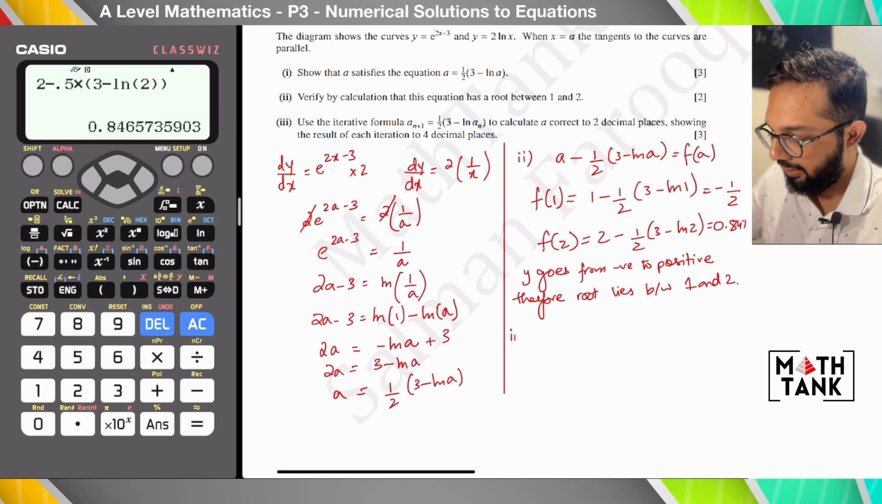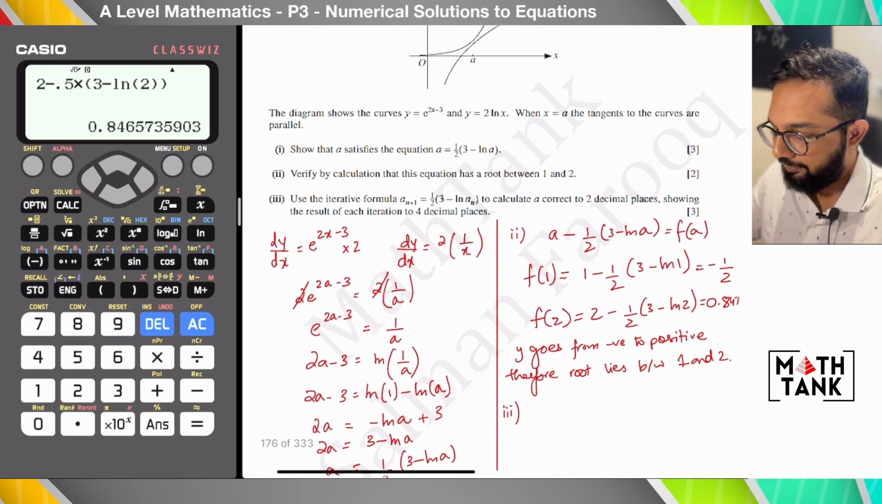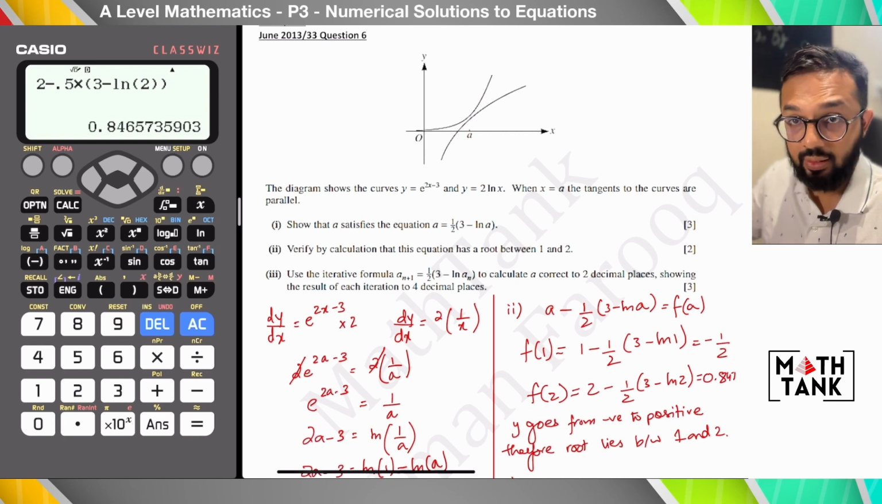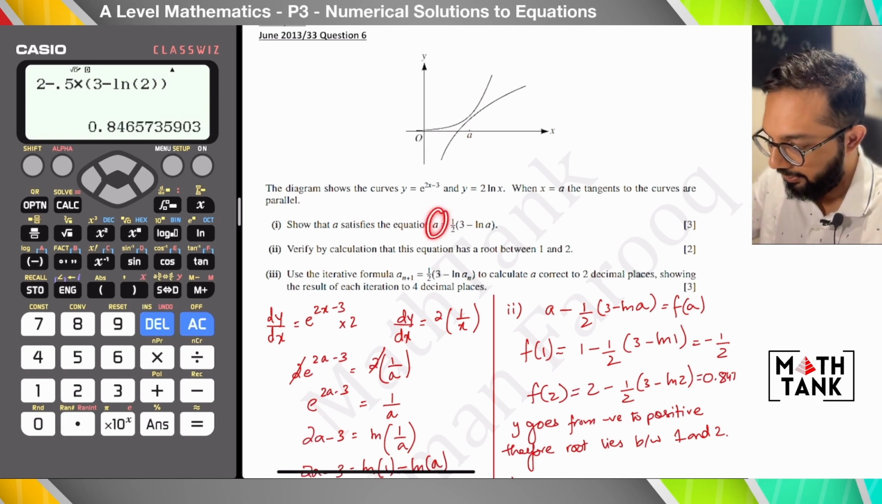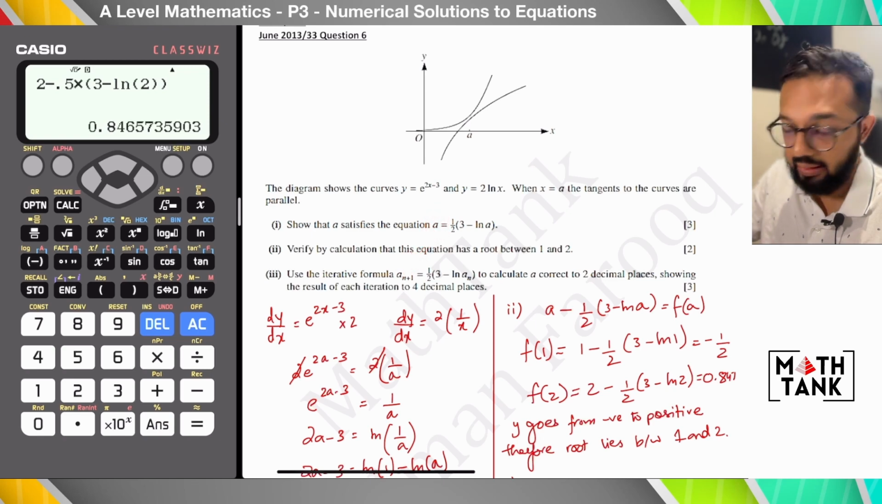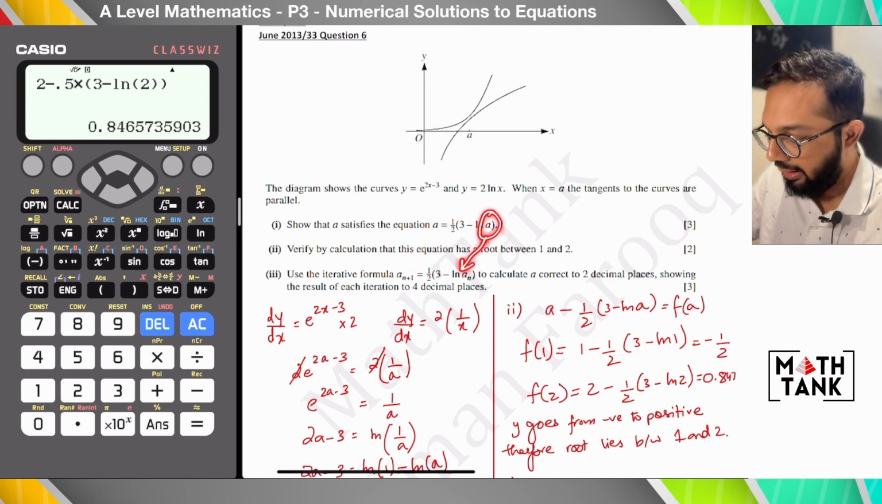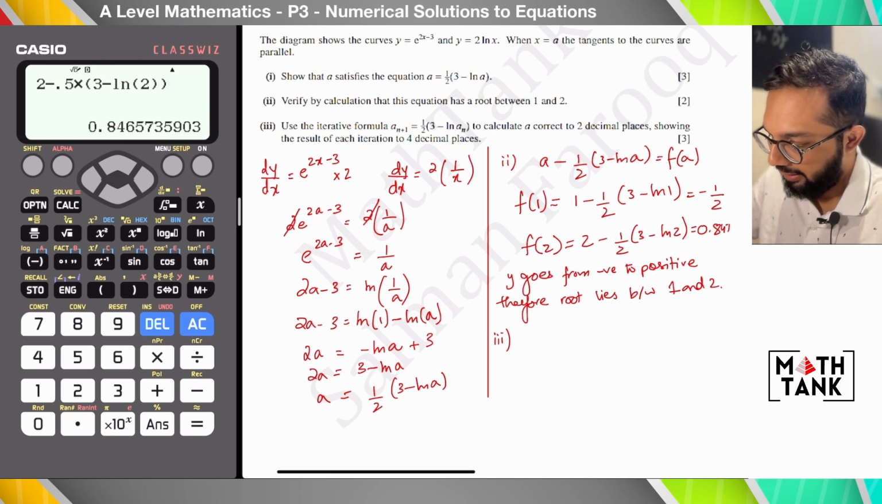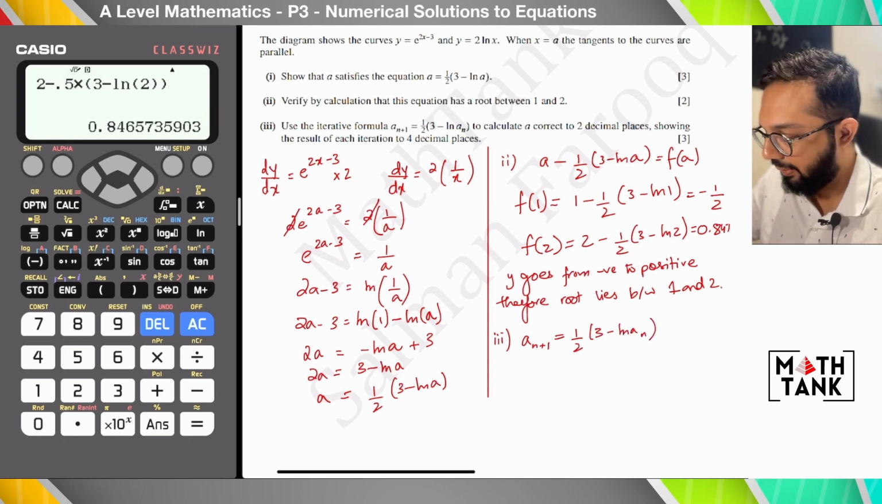Okay, then part 3. Use the iterative formula. Now they've constructed an iterative formula, and I want you to notice that the subscript is a, then a plus 1, and then an here. So I am also going to do that. I'm going to say that that is my iterative formula. What is my starting value? My starting value is 1.5, so a1 is 1.5.